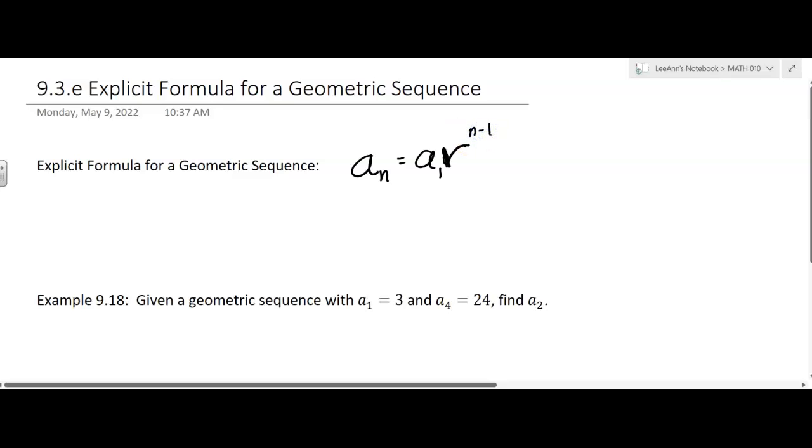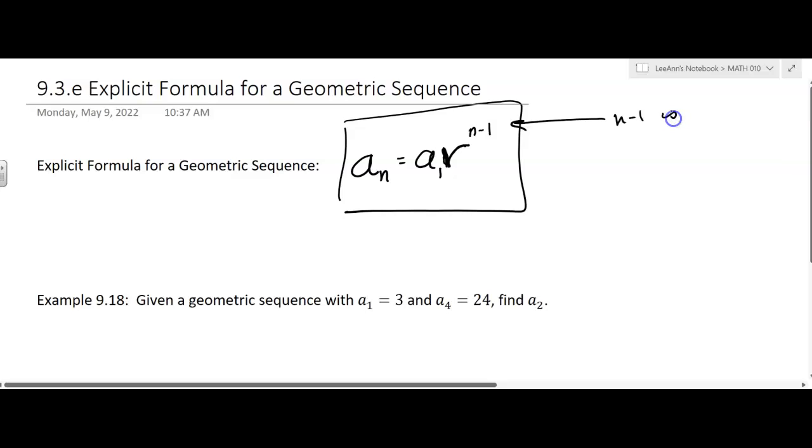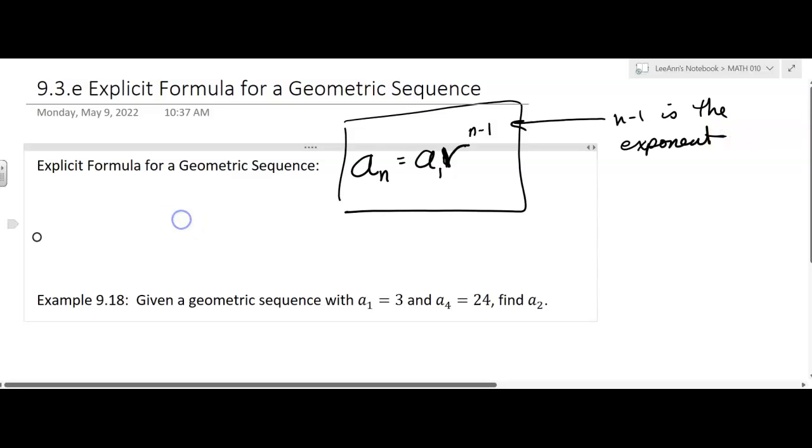So remember, the first term is just the first term, but then the second term gets multiplied by r, and then the third term gets multiplied by r squared, and that's the way it works. So that's the formula. Note that n minus 1 is an exponent. Sometimes it's a little hard to read. Okay, and r is the common ratio, and a sub 1 is the first term.